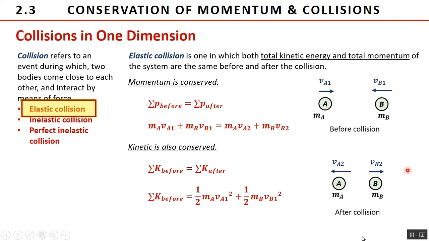After collision, they move apart with final velocities, v sub A2 and v sub B2. Again, for as long as these two bodies move, they possess both momentum and kinetic energy. This expression is the total momentum after collision, and this is also equal to the total momentum before collision. On the other hand, the total kinetic energy after collision is given by this equation.